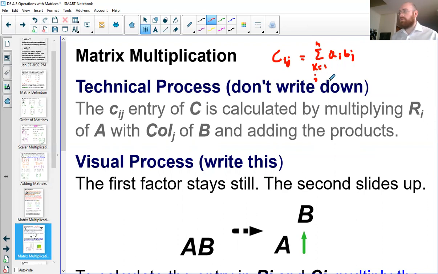Is this the proper definition? Okay, I remember the problem. So I'm missing i and j, but that's because matrices, each entry has two values, and I was forgetting that they have two values.